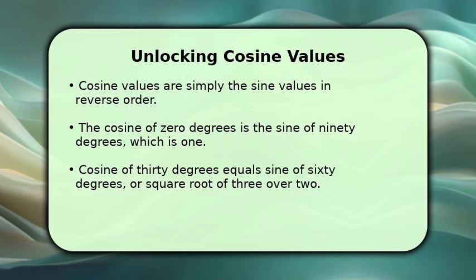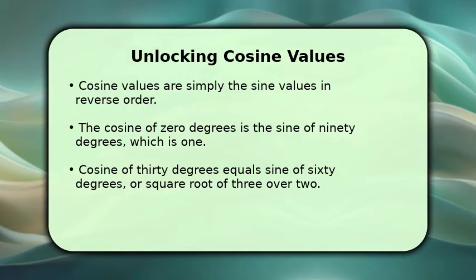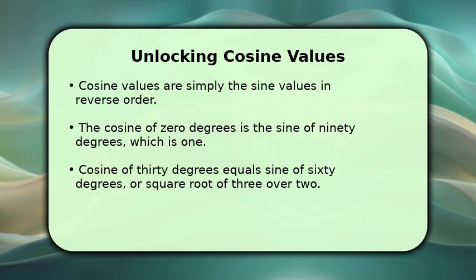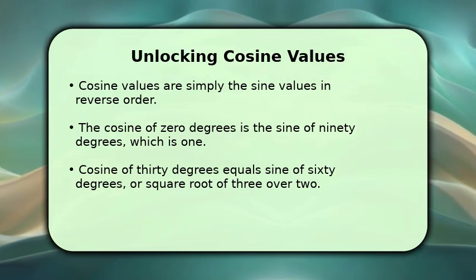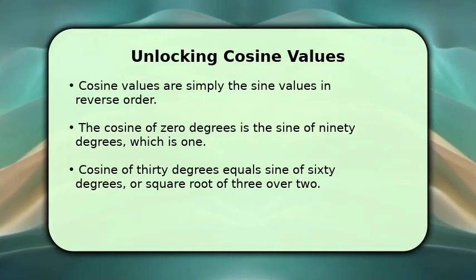Cosine of 45 degrees is unique, as it's the same as sine of 45 degrees, which is the square root of 2/2. Finally, cosine of 90 degrees is 0, just like sine of 0 degrees.